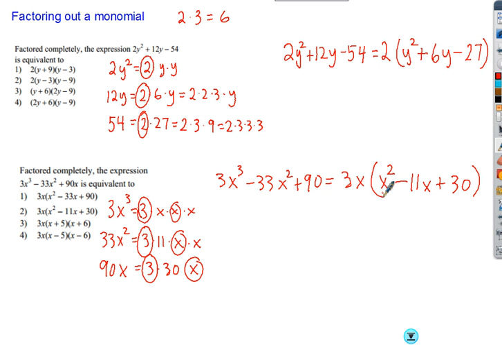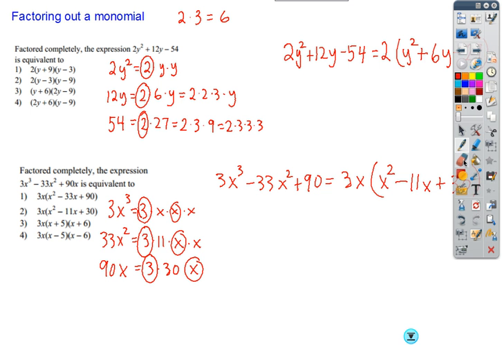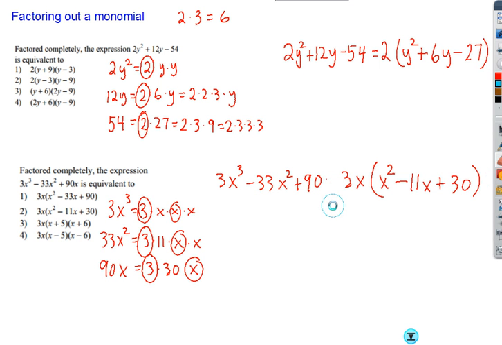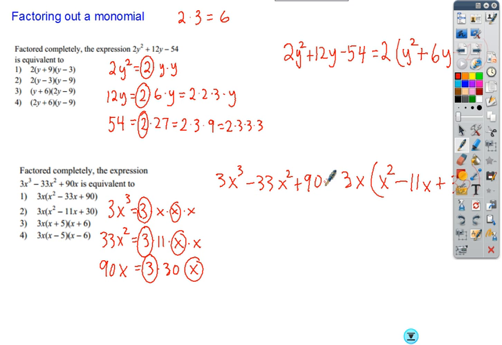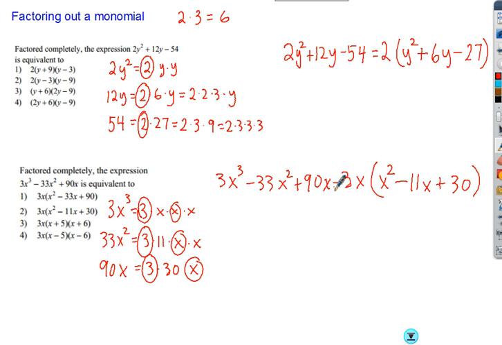3x times x squared would give me 3x to the third. 3x times 11x would give me 33x squared. And then 3x times 30 would give me 90x. And I apologize, I forgot to put that x in there. Let's just correct that little mistake. And these two expressions are equivalent.